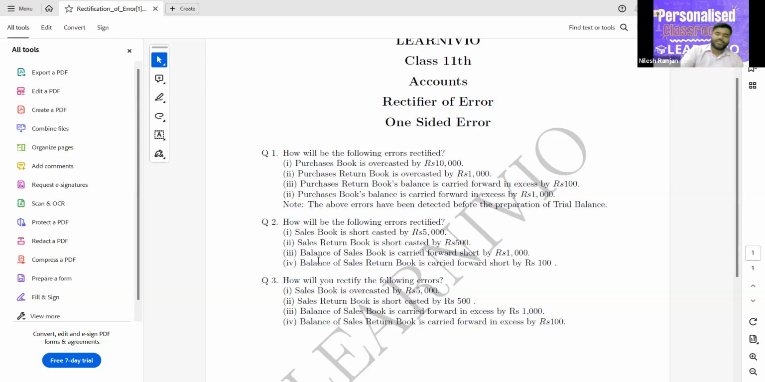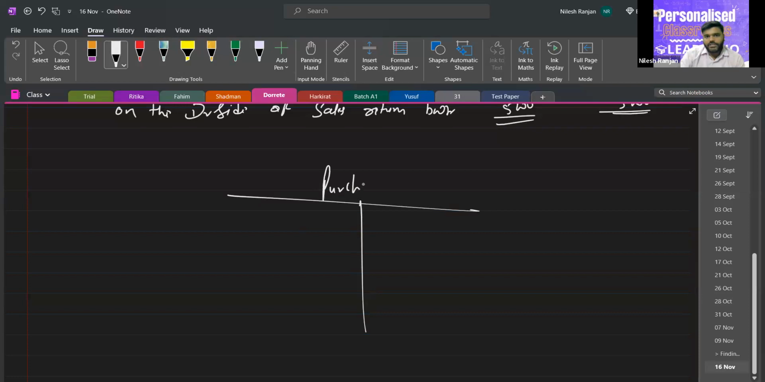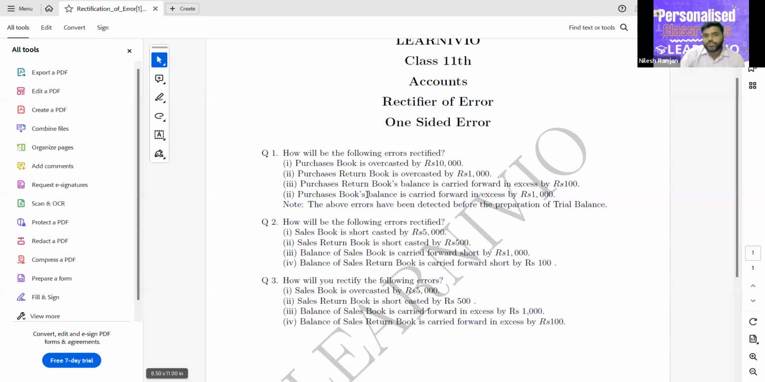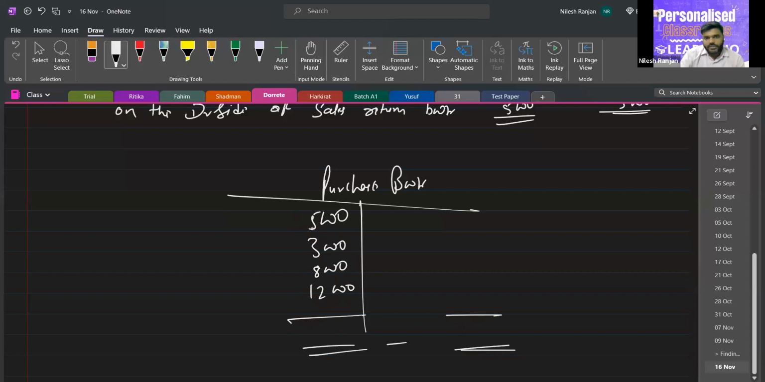Okay. So let's prepare a purchase book here. Then you will understand. Let's say this is your purchase book. Now it is said in the question that we have written some amount in purchase book, but purchase book is overcasted by 10,000. So let's say it is 5,000, 3,000, 8,000, 12,000. So when we were writing the total, we have written 5, 3, 8, 8, 16, 12, 28. Instead of 28, we have written 38. So now the balance is also 38.